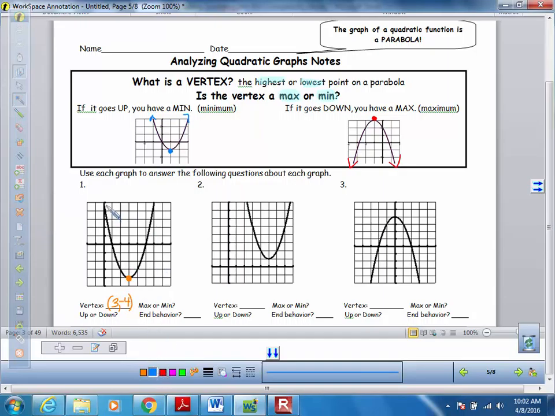Okay. Now, if it's going up forever, does that mean it has a maximum or it has a minimum? A minimum. Okay. Is it going up or down? Up. Okay, and then the end behavior. All the end behavior is talking about is the ends of this. Is it going up or down? Because these are the ends. So the way you would write it is up, up, because both of my sides are going up and up.